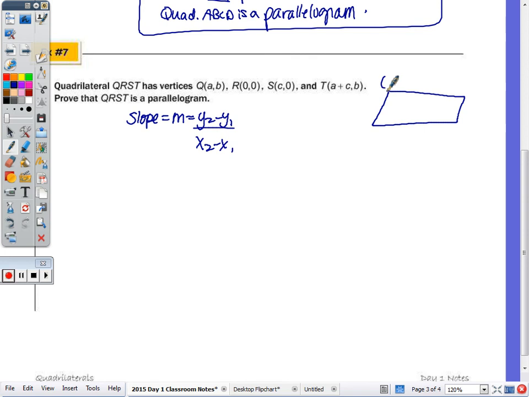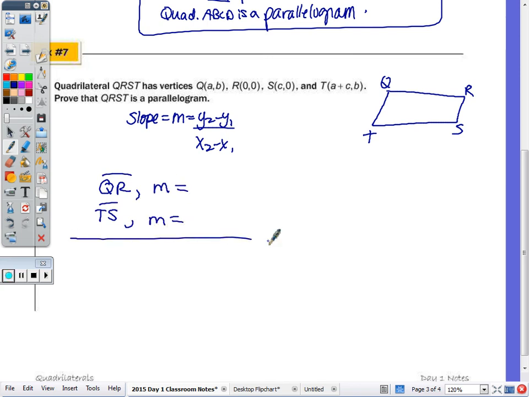It doesn't have to be exact, but let's label this QRST. So opposite sides would be QR and ST or TS, RS and QT. So let's do the slope of QR and TS. And then we'll look at the other pair of opposite sides, QT, again, M for slope, and then RS. Change of Y over change of X. So for QR, these 2 points here.